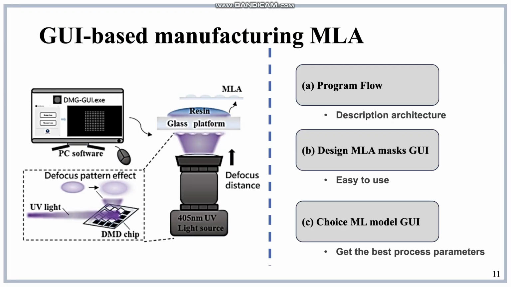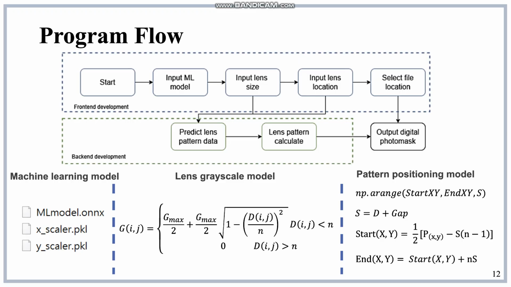Here we introduce the GUI-based manufacturing step for MLA, which includes the program flow, designing the MLA mask through the GUI, and the choice of MLA model from the GUI. In the program flow, first the user inputs the design parameters into the GUI. Next, the system uses a machine learning model to predict the grayscale pattern and positioning. These are then used to generate a lens grayscale map and pattern layout. Finally, the output goes to the DLP printer for fabrication.